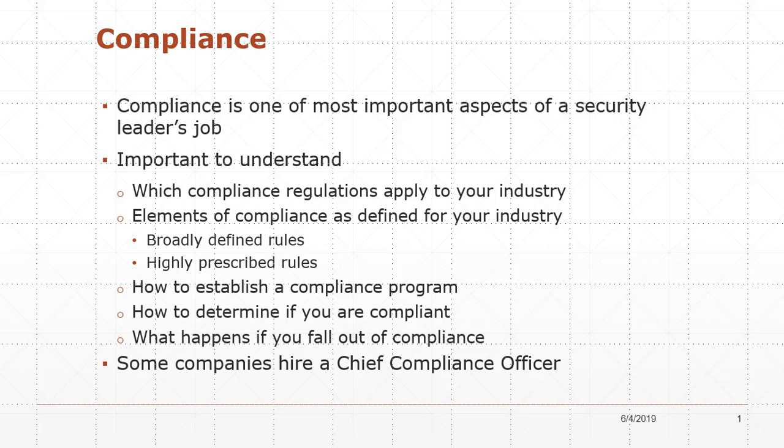You need to establish a compliance program itself and determine if you are compliant. And if you're not compliant, what do you need to do to become compliant? And what happens if you fall out of compliance? In order to control the compliance process and program, many companies hire a chief compliance officer. And that officer works with the security teams as well as the legal team to understand what are the compliance obligations of the company.